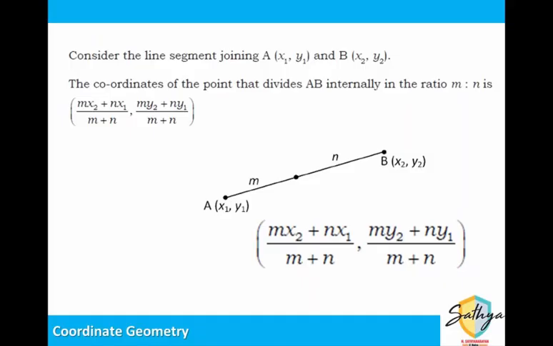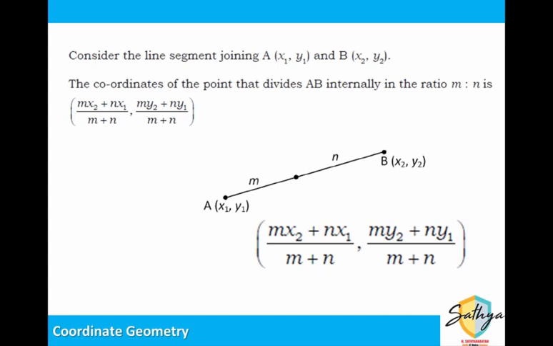Now, supposing there is a line given, right? We are given the line AB as shown in this figure. The coordinates of A and B are known. Now there is a dot in between. So that is a point which is dividing AB in a ratio.